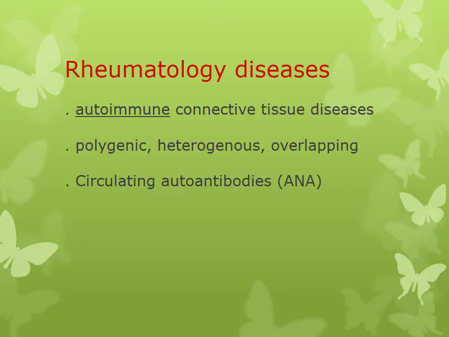These diseases are polygenic. They are caused by genetic factors. They are heterogeneous, which means they have a broad spectrum of clinical manifestation, ranging from an organ disease to multisystemic, life-threatening diseases. They are overlapping in the clinical manifestation and laboratory findings. The hallmark of rheumatology diseases are the circulating autoantibodies, which are called anti-nuclear antibodies.